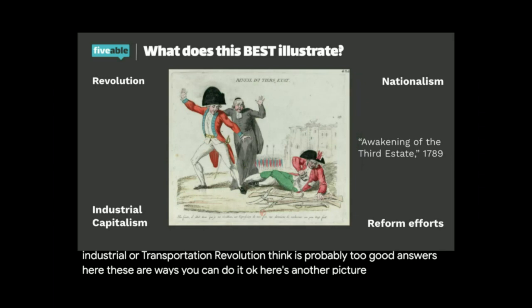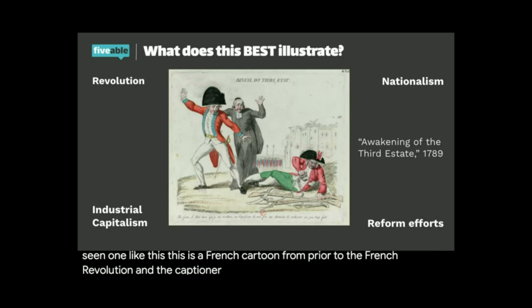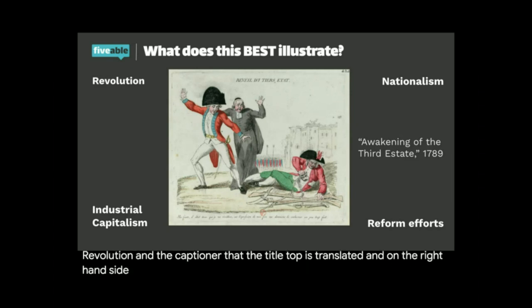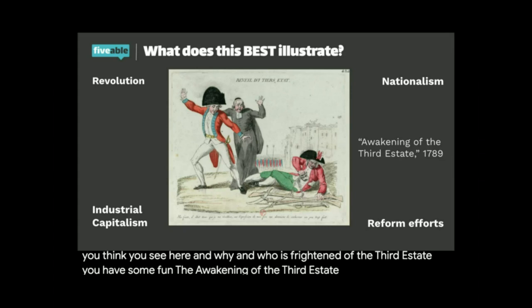Okay, here's another picture. You might have seen one like this. This is a French cartoon from prior to the French Revolution, and the caption, or the title at the top, is translated on the right-hand side. It says Awakening of the Third Estate. So you have these 3 groups here. So what do you think you see here, and why? And who is frightened of the Third Estate? The awakening of the Third Estate has frightened some people.